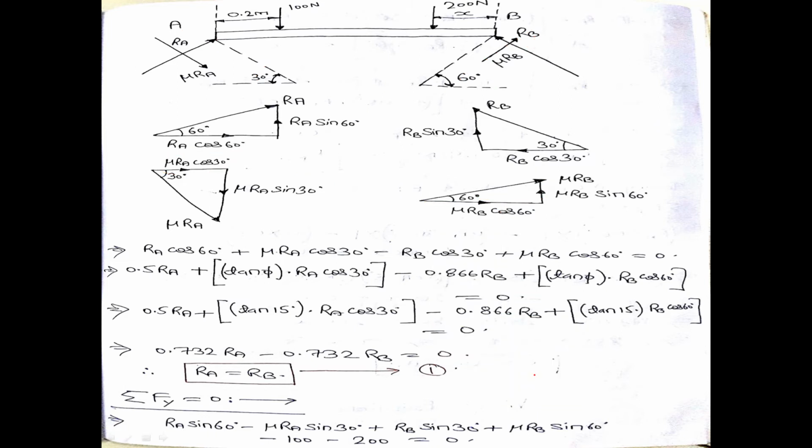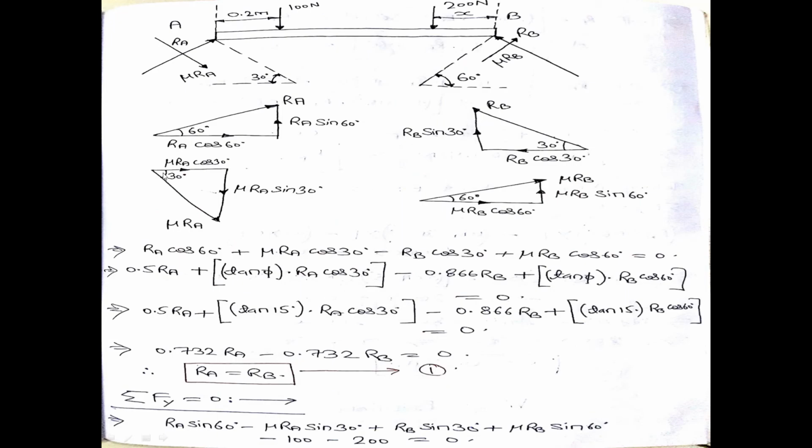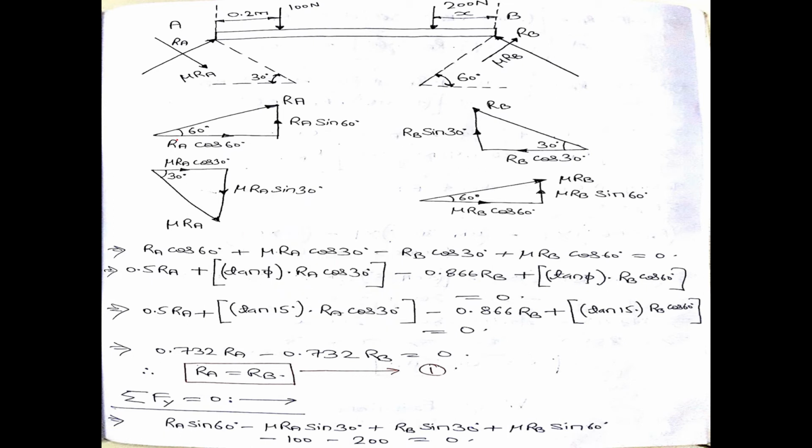So we have resolved all the forces. Now let us write down the equations of equilibrium. First, summation of Fx equal to 0. I can write all the forces along the x-axis equal to 0. That means plus RA cos 60, plus mu RA cos 30, minus RB cos 30, minus mu RB cos 60, no other horizontal force is present, equal to 0.